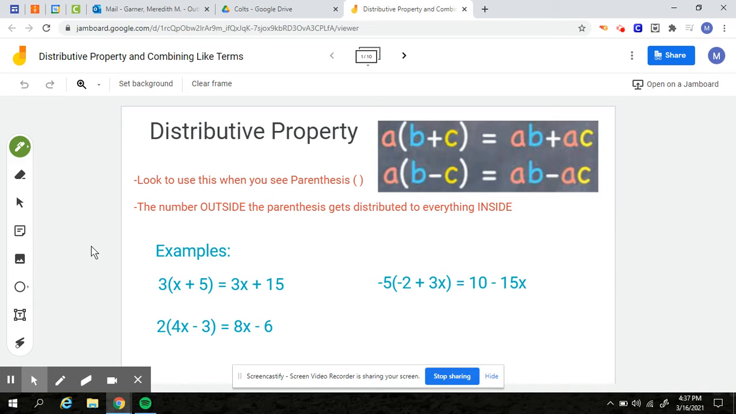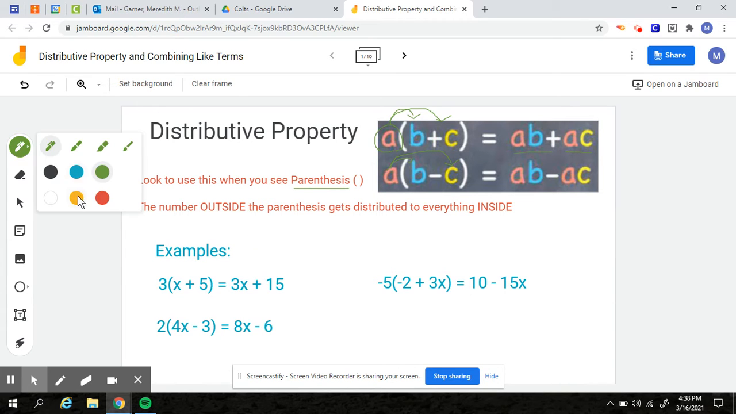All right, guys, this first slide here is going to explain the distributive property. We're going to use this anytime that we see parentheses. And what's going to happen is we're going to take the number that is outside the parentheses, so in this example here, A, and we're going to multiply it by everything inside. So A times B, and then A times positive C. Same thing, A times B down below, and then A times negative C.